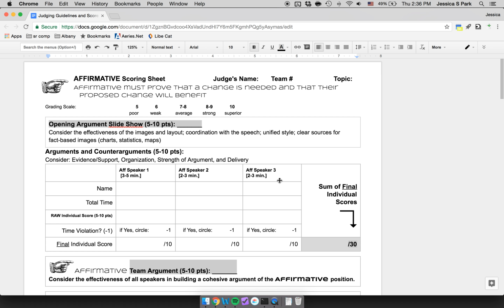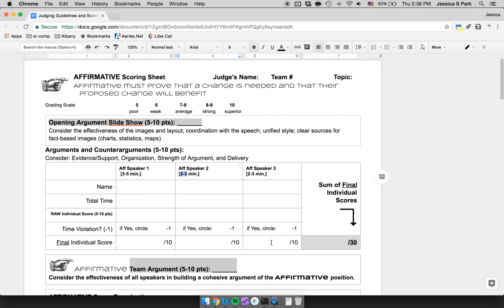Moving on to speaker two and speaker three. Speaker two's speech is 2 to 3 minutes. Again, the judges are looking for, do you have clear subclaims? Do you have clear evidence and organization that supports those subclaims? Is your delivery proper, meaning are you able to speak with ease? Do you make eye contact? Are you clear? They will give you a raw score. If you are over or under time, they will remove a point as a time violation. They will give you a final score.